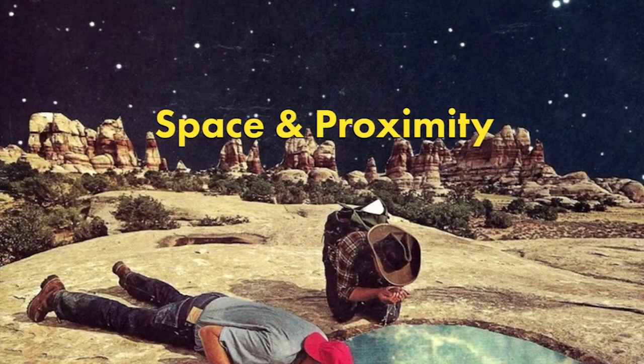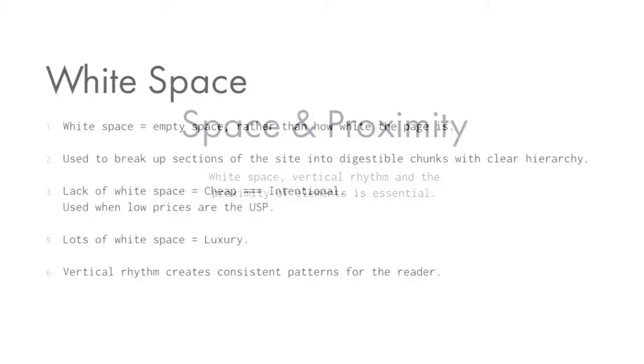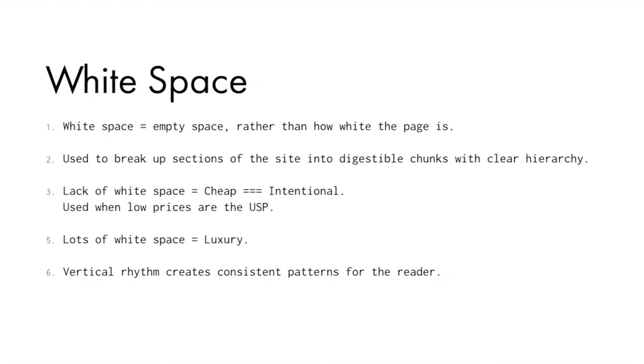Space and proximity refers to white space, vertical rhythm, and the proximity of elements. So it's all relationships between things. White space isn't necessarily white, it's just empty space. It's a term designers use, and it can be confusing to people. If you say you want lots of white space, someone will think you just want a really white website. It's not the same thing.